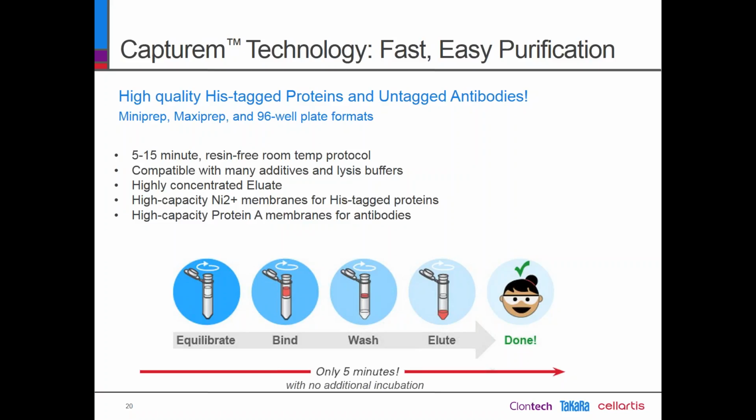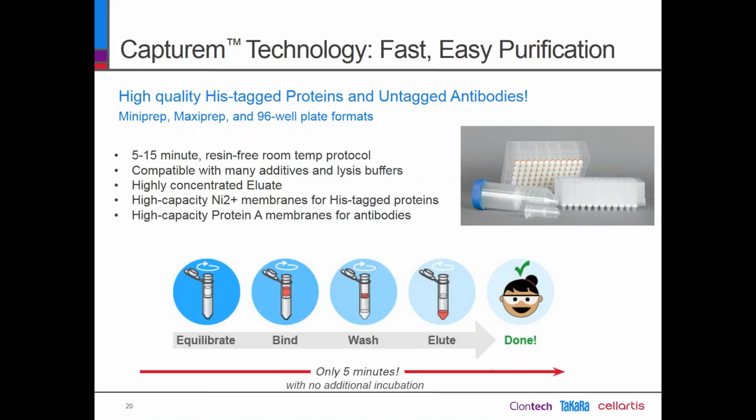Another big advantage of the Capture-M technology is that you can use additives or media directly on the columns. So since the technology is very fast, it is compatible with many different additives. So there's no incubation time. The buffers will stay on the column only for a few seconds. So this means that you can now purify a hard to purify protein like membrane proteins, for example, quite easily without having to do any buffer exchange. We have 3 different formats. So the mini prep for small scale, maxi prep for a bit bigger scale, and the 96 well plate, which is perfect if you're doing a lot of protein expression.